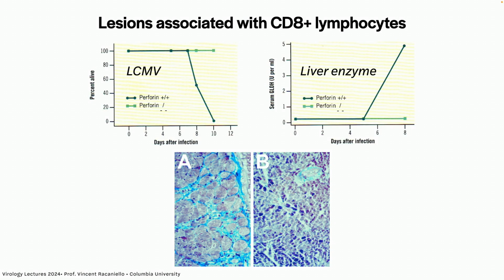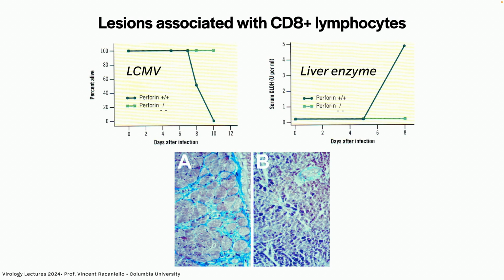These are some examples of what LCMV does and the mechanism by which CD8s are causing disease. So on the left, we're looking at mice lacking the perforin gene. Remember, perforin is one of the two proteins delivered by CTLs to cells which kill the cell. So you can make mice lacking the perforin gene. And if you infect them with LCMV, you look at the percent survival, the perforin knockout mice all survive. Whereas the wild type mice that have perforin, they die. So CD8 T cells are killing the animals.